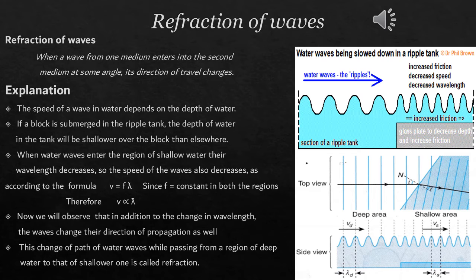the waves also decreases, as according to the formula v = fλ, since f is constant in both the regions. Therefore v is proportional to λ. Now, we will observe that, in addition to the change in wavelength, the waves change their direction of propagation as well. This change of path of water waves, while passing from a region of deep water to that of a shallower one, is called refraction.